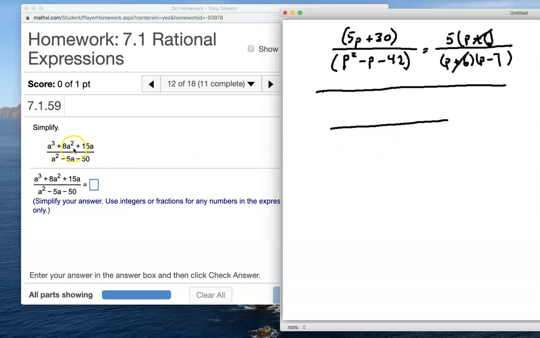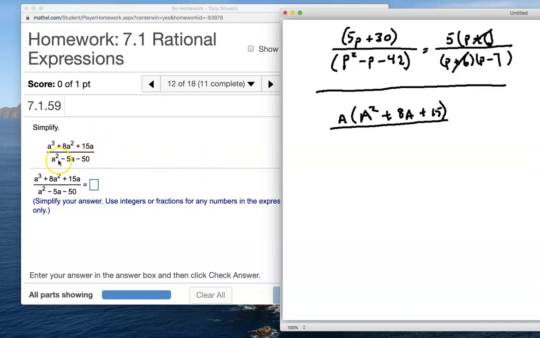Okay, what I'm going to do is I can tell right away that I'm going to pull out an A. So I'm going to pull out an A. And that gives me an A squared plus 8A plus 15. Again, don't even think about crossing out A squares and A's, because these are bundles. Can't go inside a bundle.